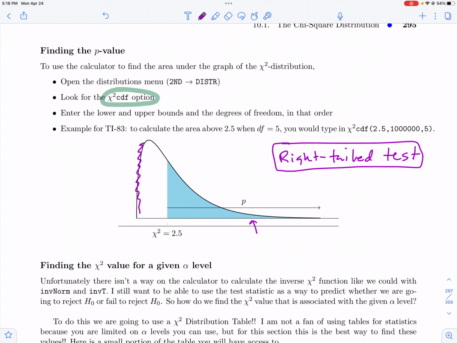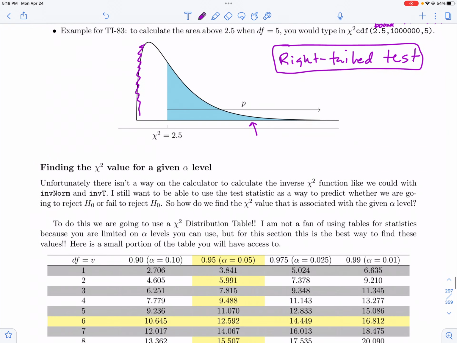And so when we go to type this into our calculator, we're going to use kind of the same model we did for tCDF, except in this case we're going to have our lower bound, which will always be our test statistic. Our upper bound is going to be some ridiculously big number, and then our degrees of freedom is going to be the last number in our list. So again, very similar to tCDF, except we're always going to be using right-tailed. Our test statistic is always going to be that lower bound for these.